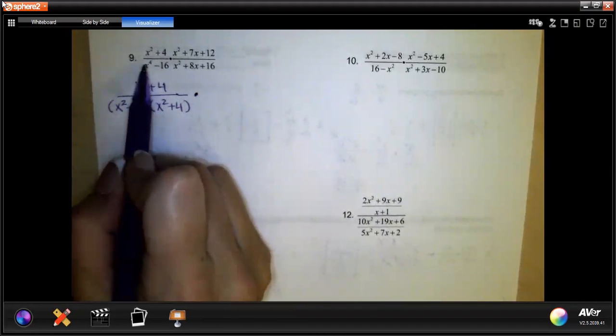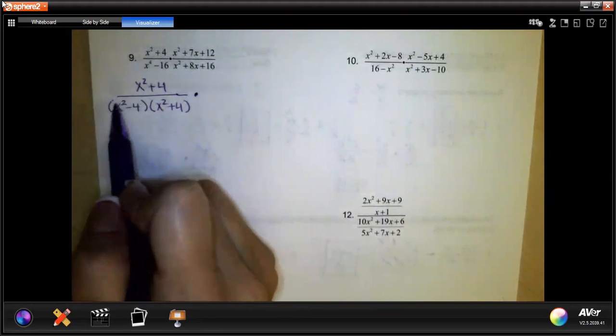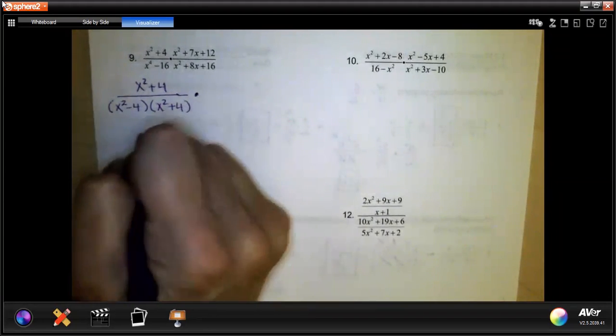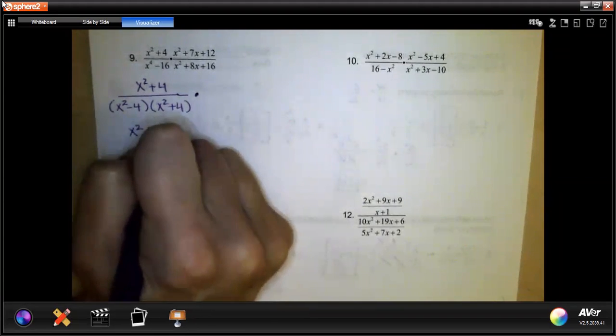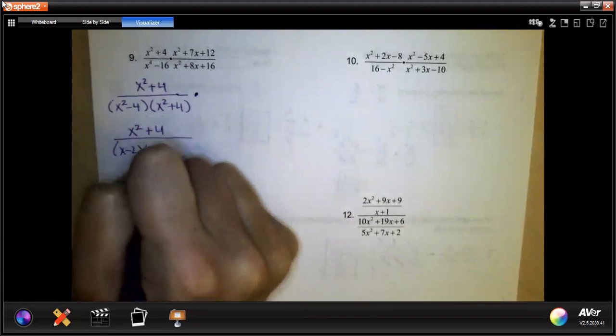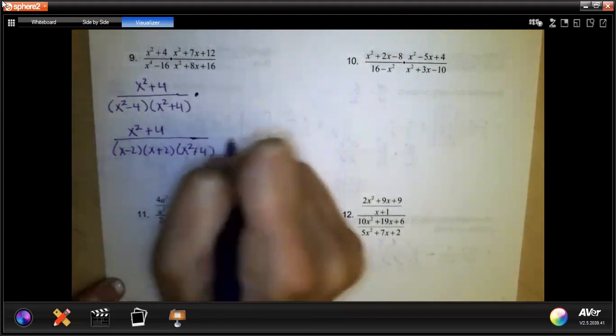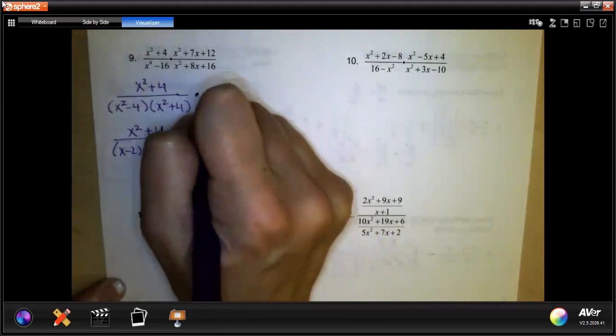Since x squared was being squared to give me this one, and 4 was being squared to give me this one. Now, when you get to this point, you have to recognize this factors again. So we would have to factor that further. You want to take it down to the simplest form. So that factors to x minus 2, x plus 2. Back in that factoring unit, I told you factoring was really important.